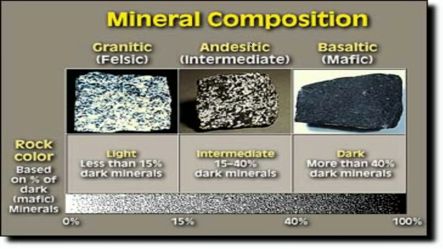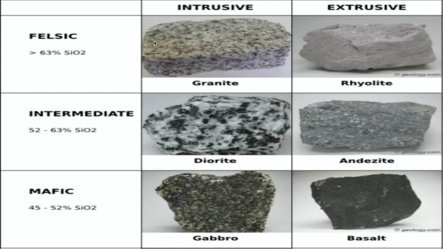In the middle is another group, kind of like the in-betweeners. These are called intermediates. Like you go to an intermediate school that's kind of like in the middle. And the fancy term is andesitic. We won't be focusing on these as much. We're going to be focusing on whether something is granitic or felsic or basaltic or mafic. All right, so this is going to give us six total possibilities, but we're only going to focus on the four corners.